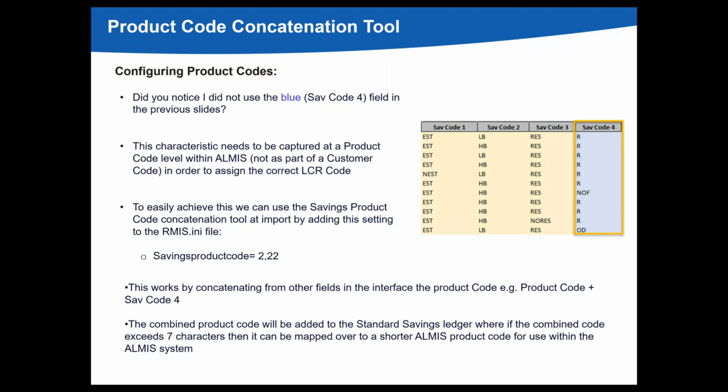To do this, we've got an RMS ini setting which works in a very similar way to the customer code. This time we add savings product code equals to the RMS ini setting. What this will do, in the same way, is concatenate your product code with your SAV code and add it to the standard savings ledger. Here you can map that to an ALMIS product code and make it to a shorter code if required.